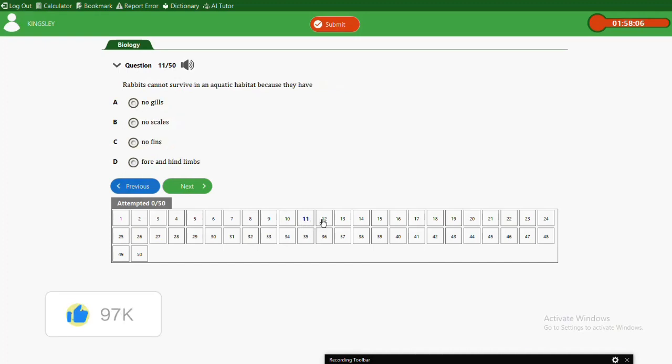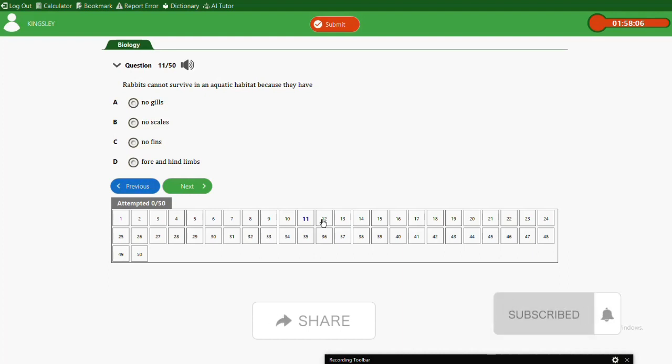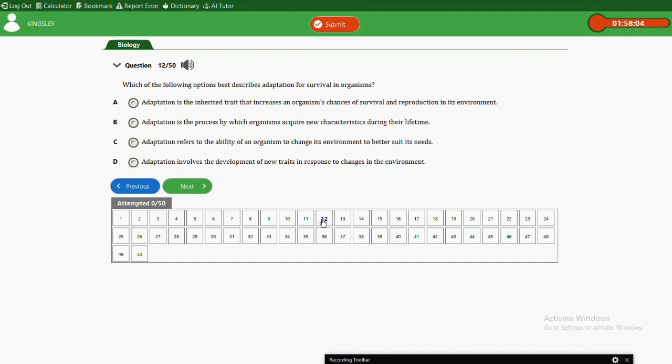The question here says, rabbits cannot survive in an aquatic habitat because they have no gills, no scales, no fins, forelimbs, and hindlimbs. So guys, the correct answer to this question is no gills. That's option A. So that's the reason rabbits cannot survive in an aquatic environment. So let's look at the next question, question number 12, which says, which of the following options best describes adaptation for survival in organisms? A.